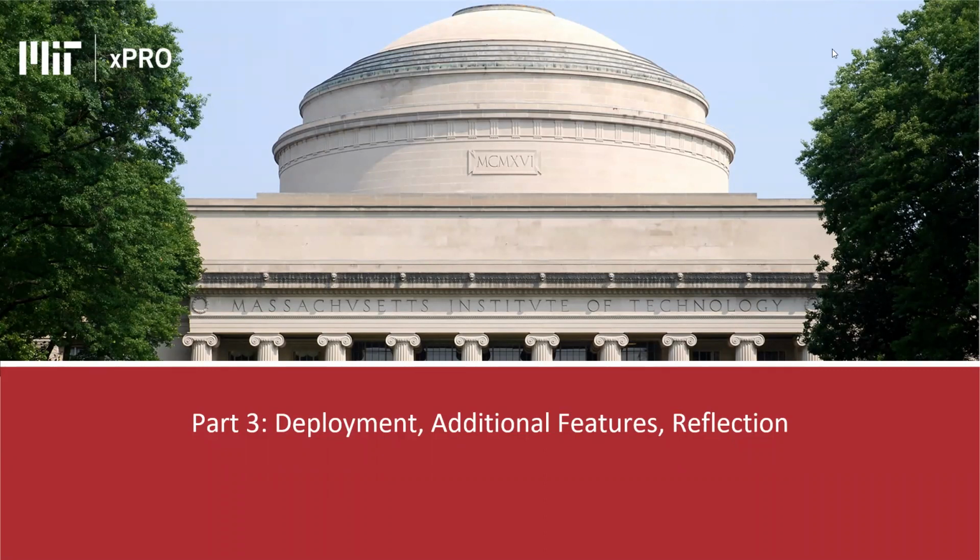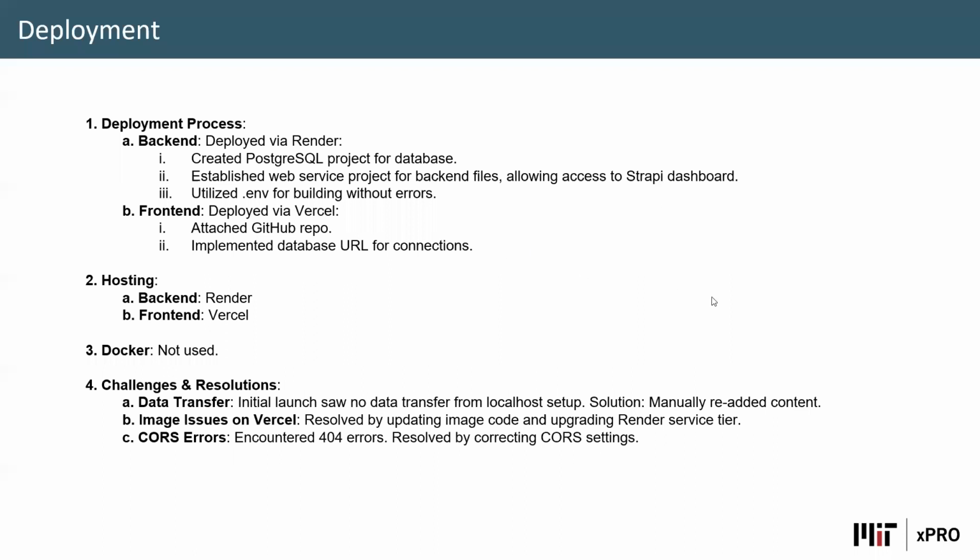The first step in my app's deployment was with Render. After signing up for an account, I created a new PostgreSQL project that provided me with an internal database URL, which I copied. Next, I created a web service project that hosted my backend files. This allowed me to create a custom domain name to gain access to the Strapi admin dashboard.